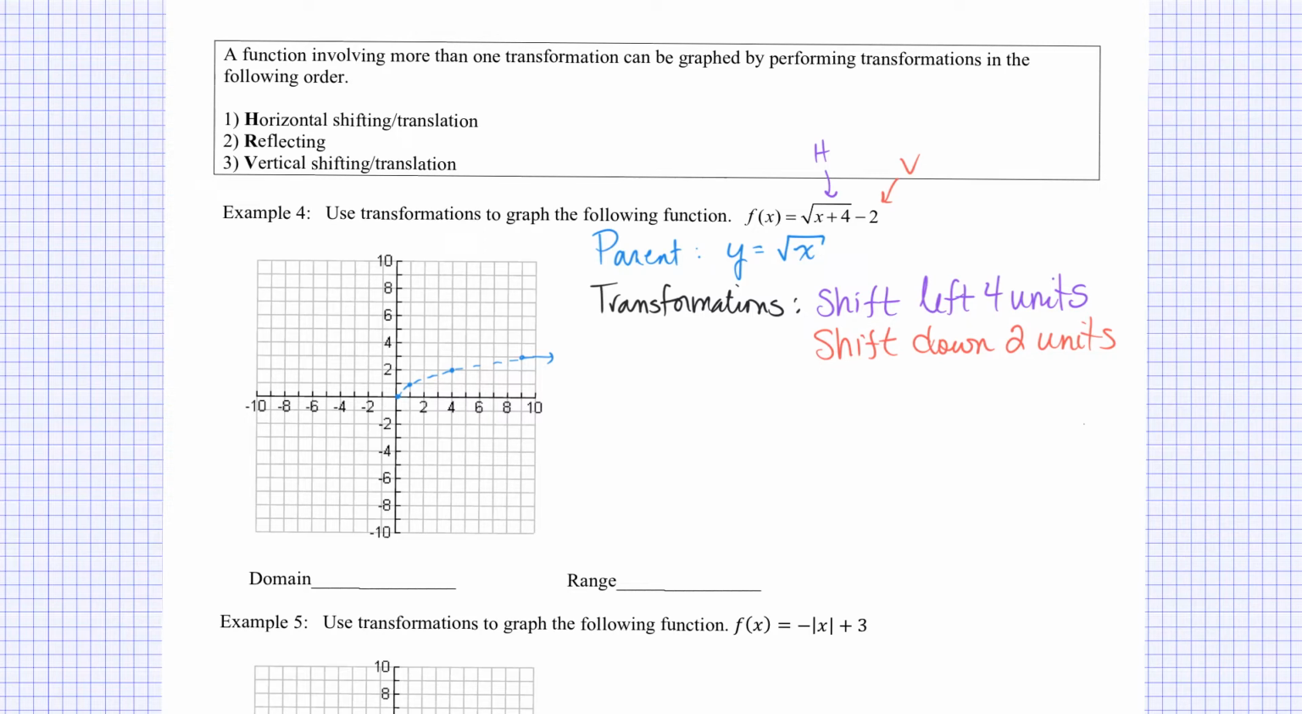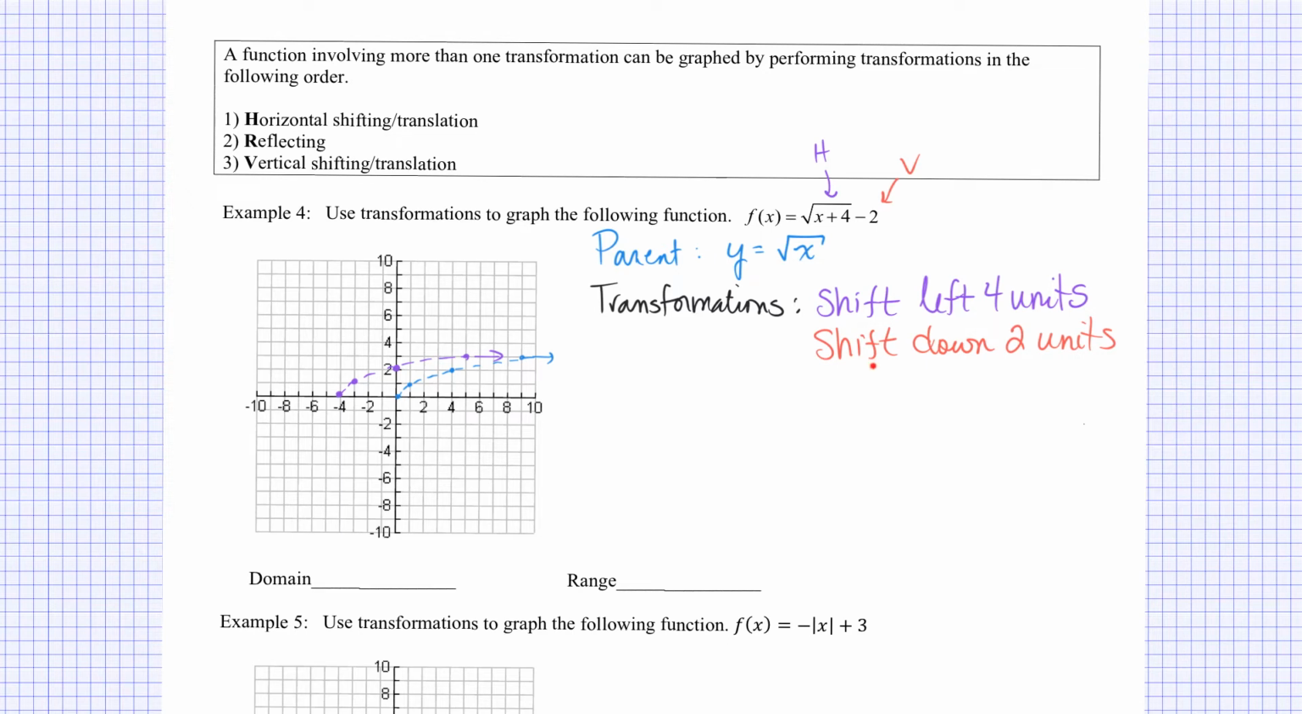So left 4 units, 1, 2, 3, 4. This point is now going to be here. This point, 1, 2, 3, 4, is now going to be here, right? And because this is a rigid transformation, the square root function is going to maintain its same basic shape, right? Still a dotted line because I'm not to the end result yet, right? And then these go in order, right?